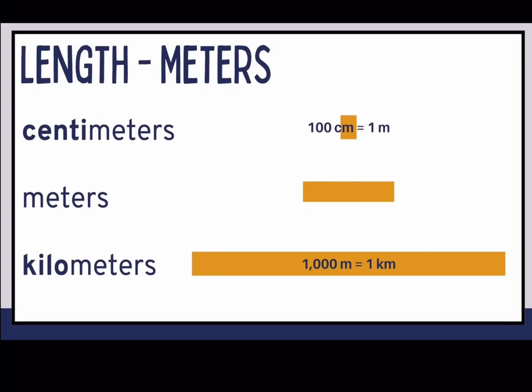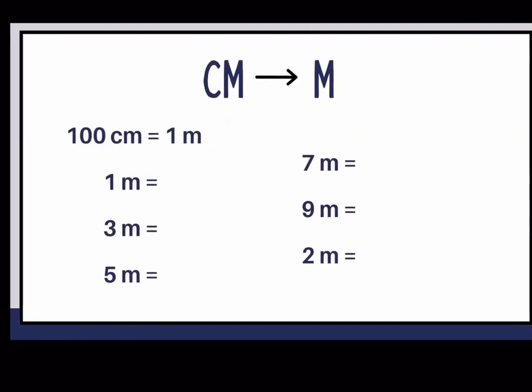The difference between 1 meter and a centimeter is a decent amount. It takes 100 centimeters to make 1 meter. So you would have to stack 100 centimeters all next to each other to make 1 meter. But the difference between meters and kilometers is even more. It takes 1,000 meters to equal 1 kilometer. That's going to come in handy in our next couple of slides.